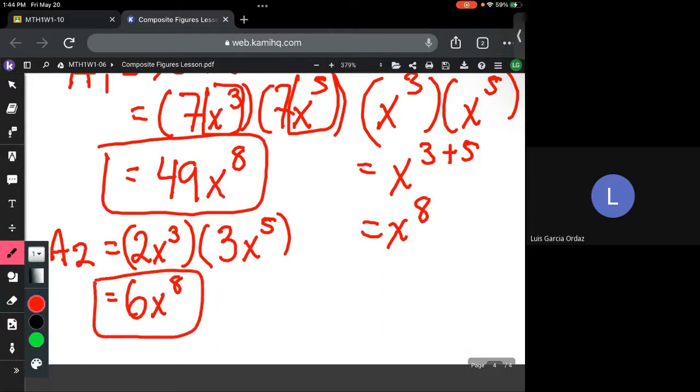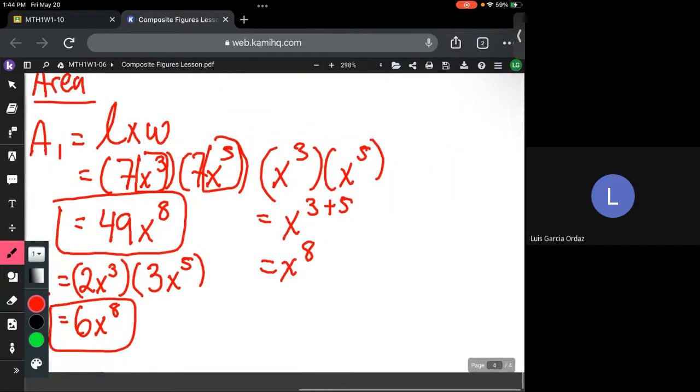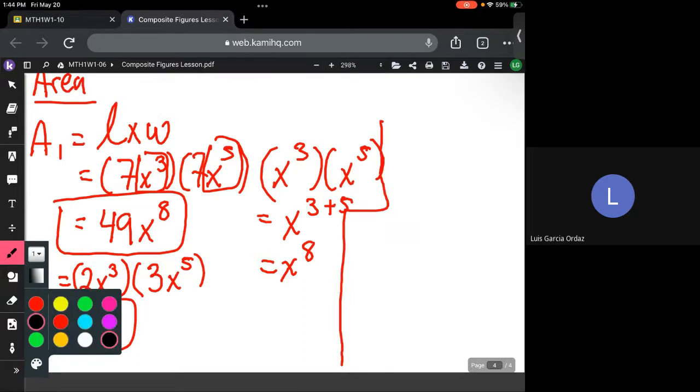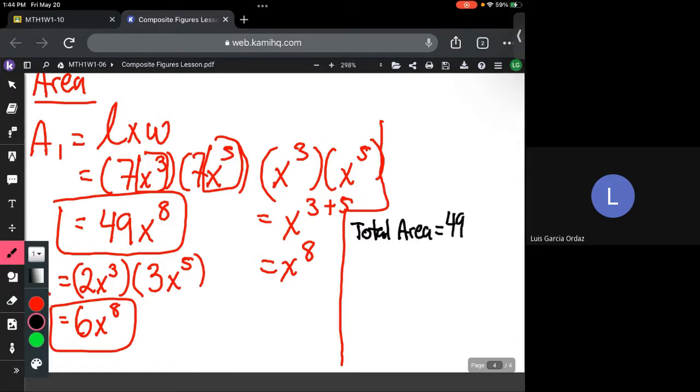So now to find my total area, I just have to add those together. So total area is equal to 49x^8 plus 6x^8. And what does that give us? 55x^8. Yep, that's it. That's all she wrote.